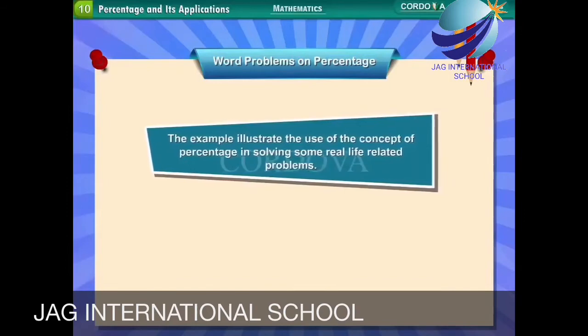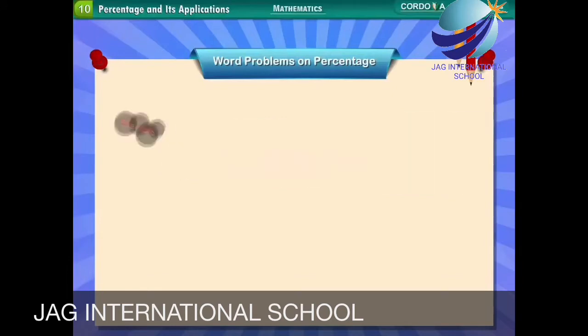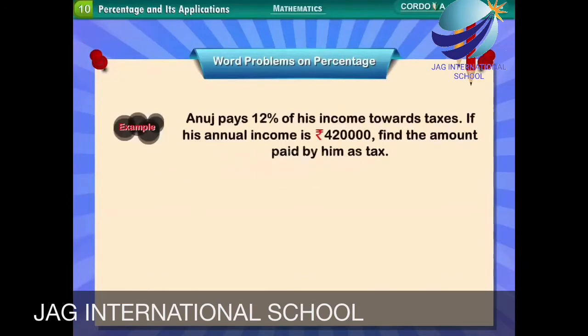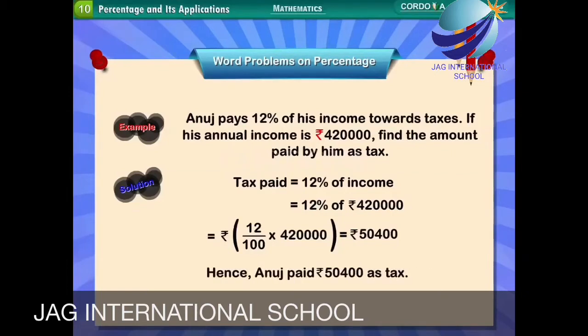Word problems on percentage. The examples illustrate the use of the concept of percentage in solving some real-life related problems. Example: Anuj pays 12% of his income towards taxes. If his annual income is rupees 4,20,000, find the amount paid by him as tax. Solution: tax paid is equal to 12% of income, which is equal to 12% of 4,20,000, which is equal to rupees 12 upon 100 into 4,20,000, which is equal to rupees 50,400. Hence, Anuj paid rupees 50,400 as tax.